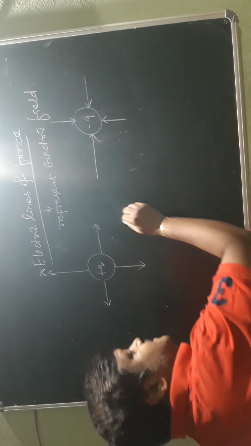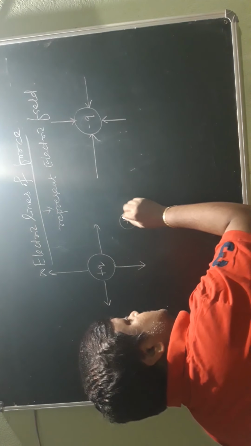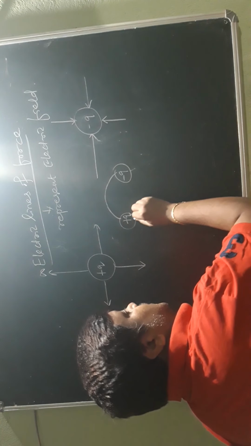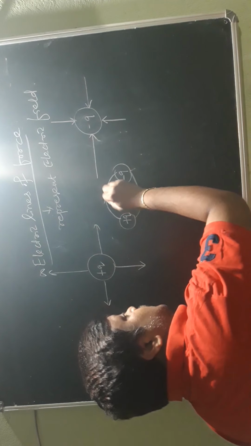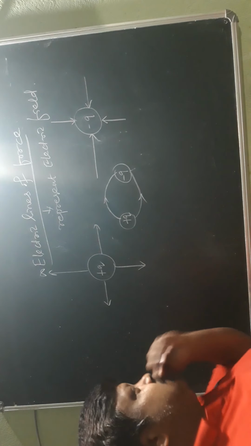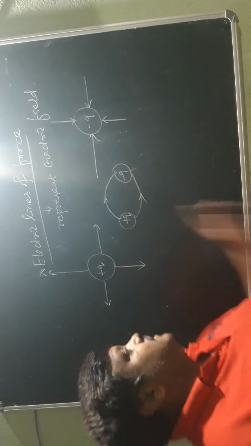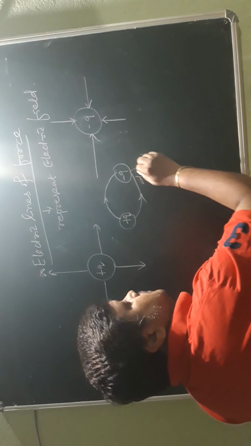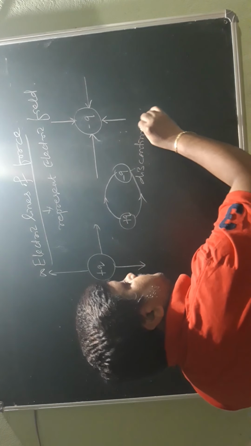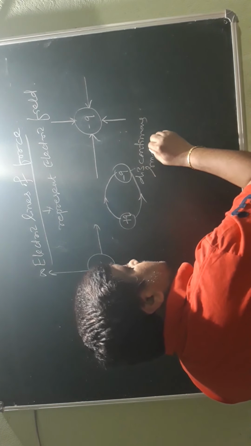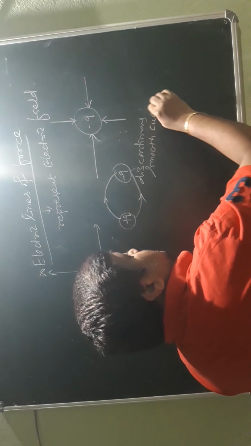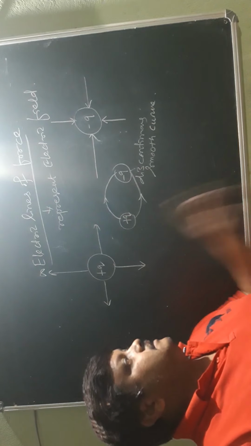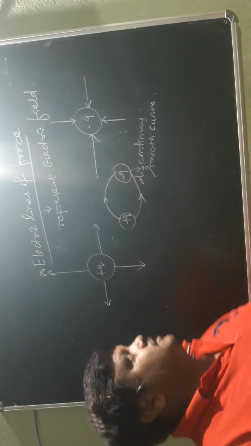Clear? If there is a system having two charges, then the lines of force are curved. The lines of force are curved, and they start from the positive charge and end on the negative charge. That's why they are called discontinuous smooth curves, because they start from the positive charge and end on the negative charge. There are no lines of force from the negative charge to the positive charge.